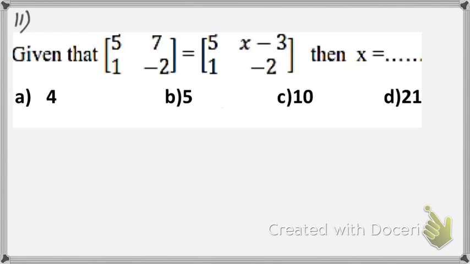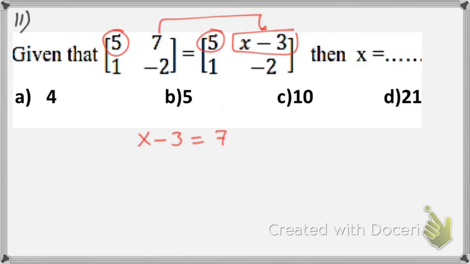Question 11. Given that the matrix 5 and 1, 7 and negative 2 is equal to its corresponding matrix 5 and 1, x minus 3 and negative 2. For two matrices to be equal, they should have the same numbers inside them and they should have the same order. As we can see, 5 is opposite to 5, so x minus 3 is opposite to 7. In case of x minus 3 equal to 7, x is equal to 10. So the answer is C.